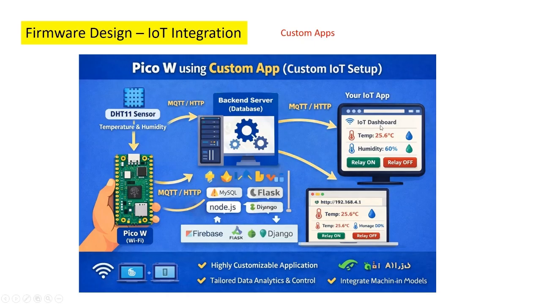From there you'll be able to access your data either through your mobile phone or your desktop, from anywhere across the world. Again, you have to set up all your communication protocols like MQTT or HTTP communication, and so on and so forth. So this is the second method of setting up your IoT.